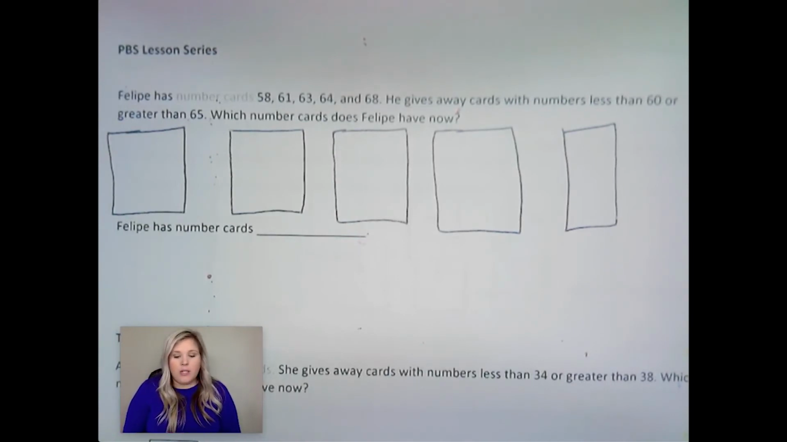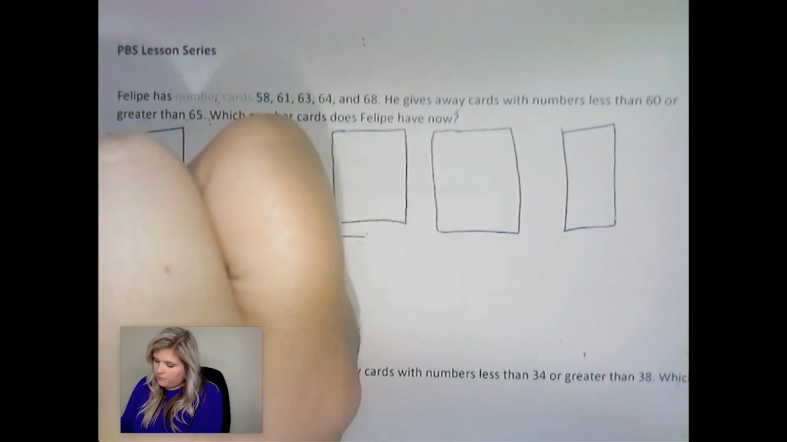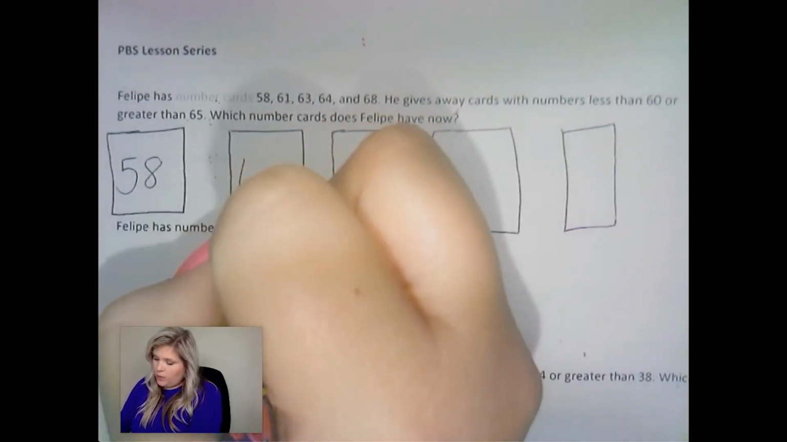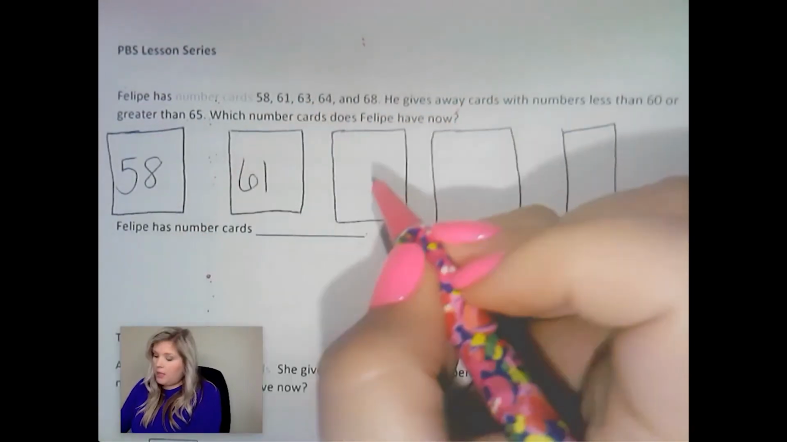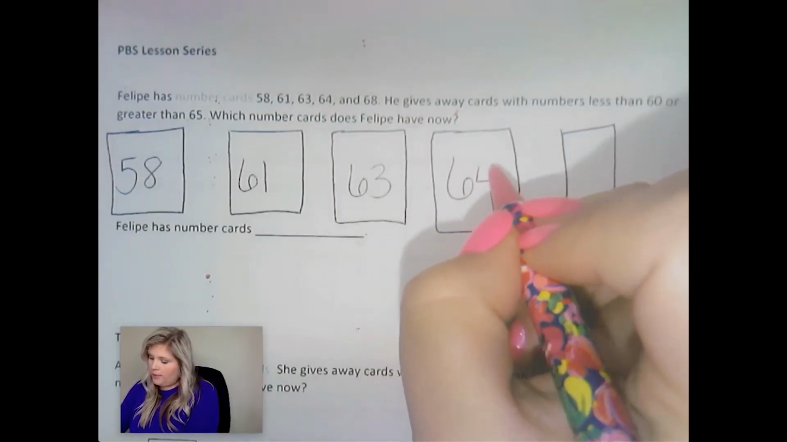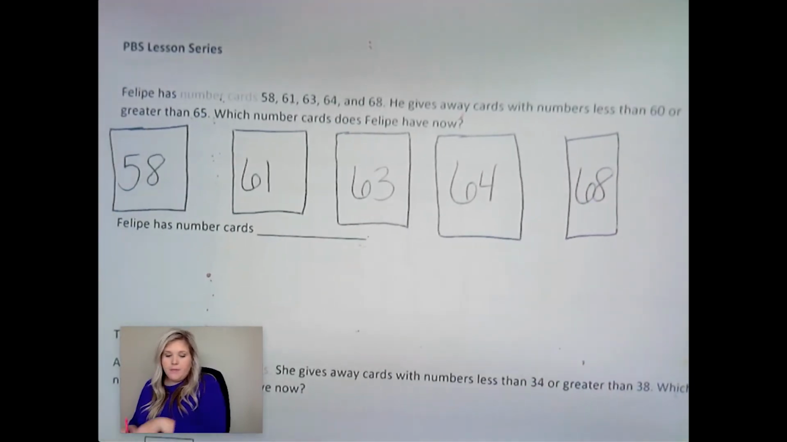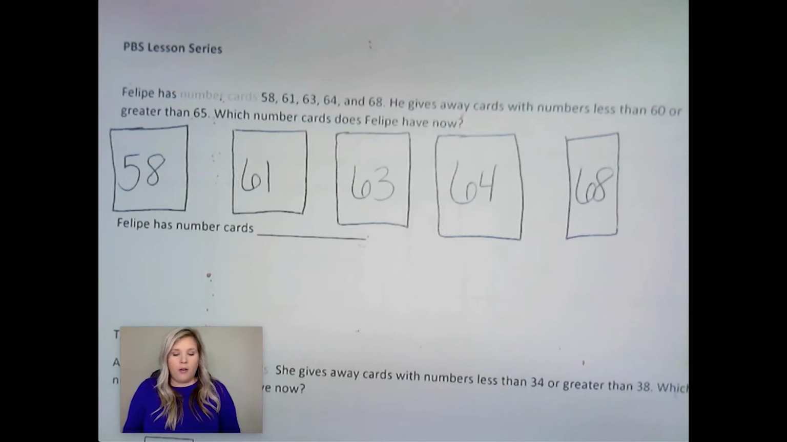Next, I'm going to write the numbers on my drawing. Watch as I write the numbers in each rectangle: 58, 61, 63, 64, 68. Now my drawing models the problem.